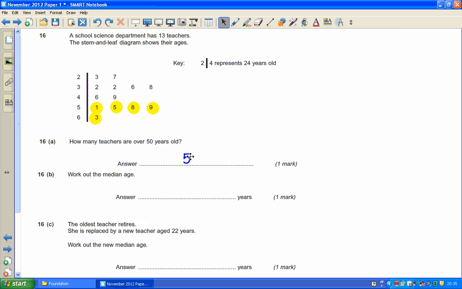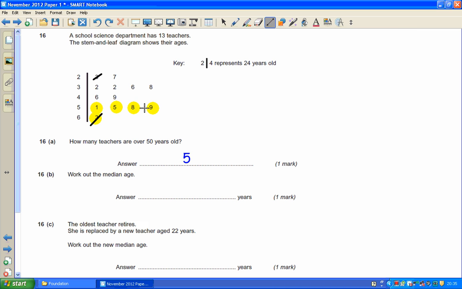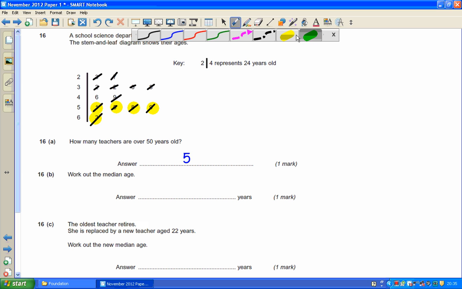Okay, so now to work out the median. The median is the middle number, so I take off the oldest and the youngest, the next oldest, the next youngest, and so on, down to 49 as the next oldest and 38 as the next youngest, and we're left with our median, which is going to be that one there, 46. So our answer is 46.